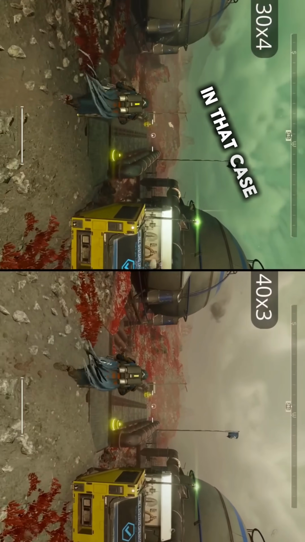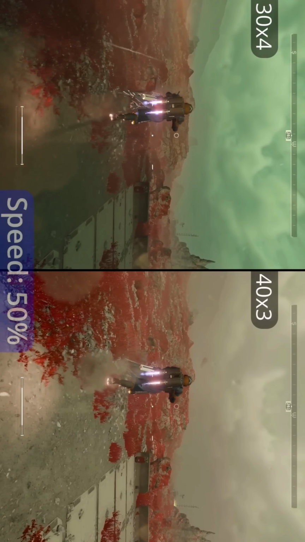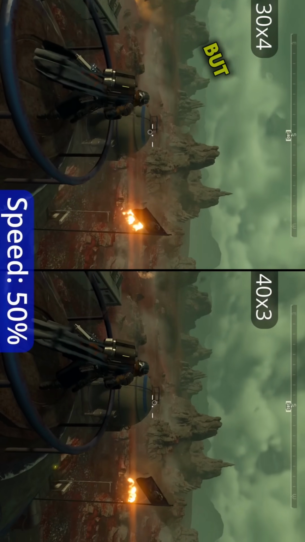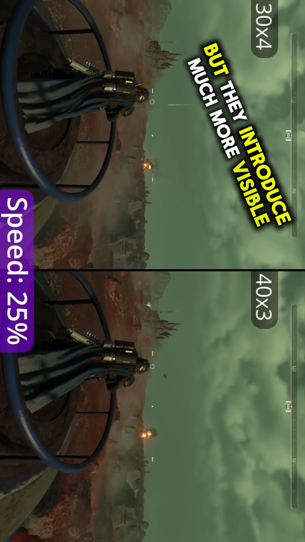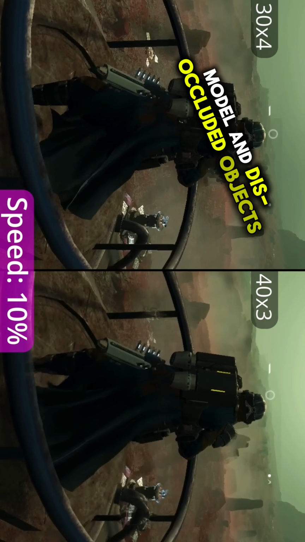In that case, you can triple 40 FPS or even quadruple 30 FPS. These methods do work, but they introduce much more visible artifacting, particularly around the player model and disoccluded objects.